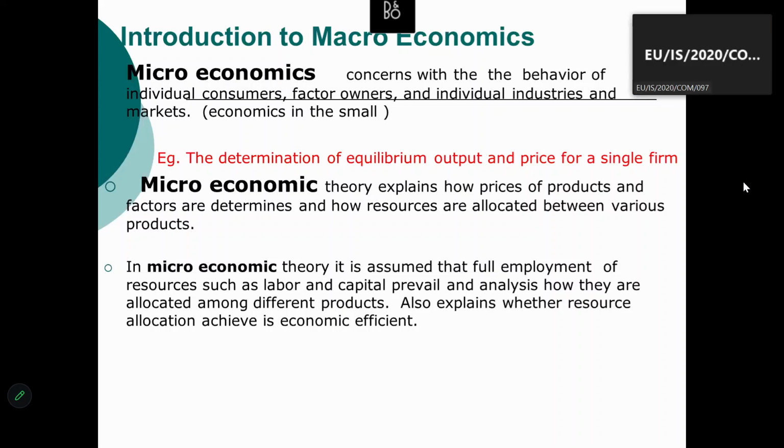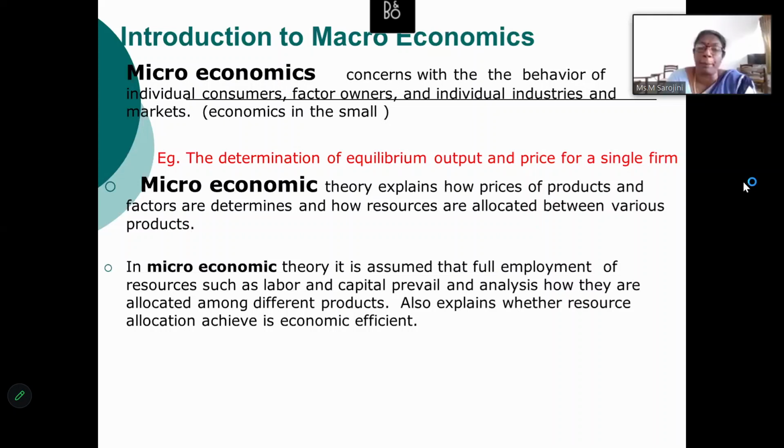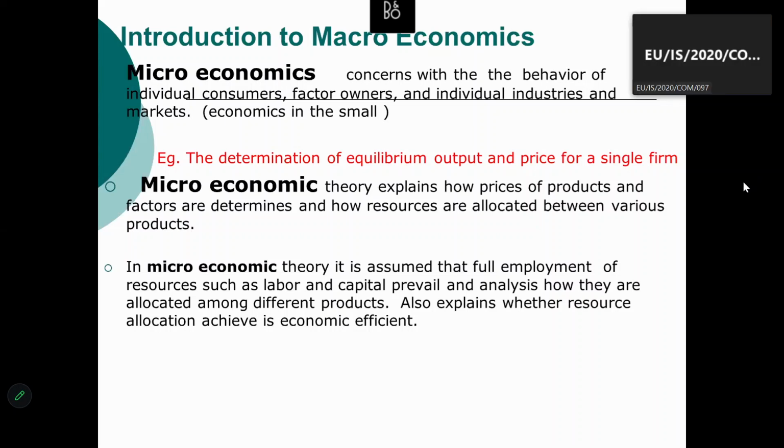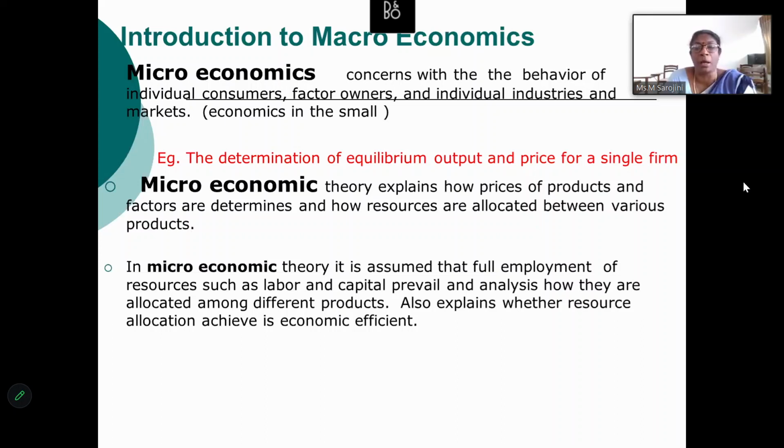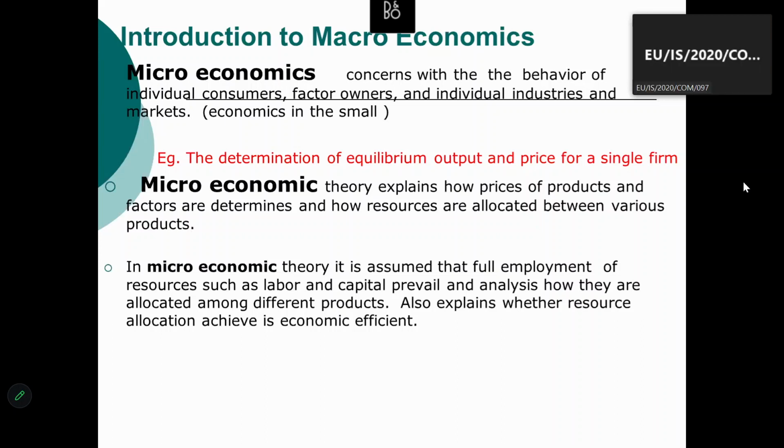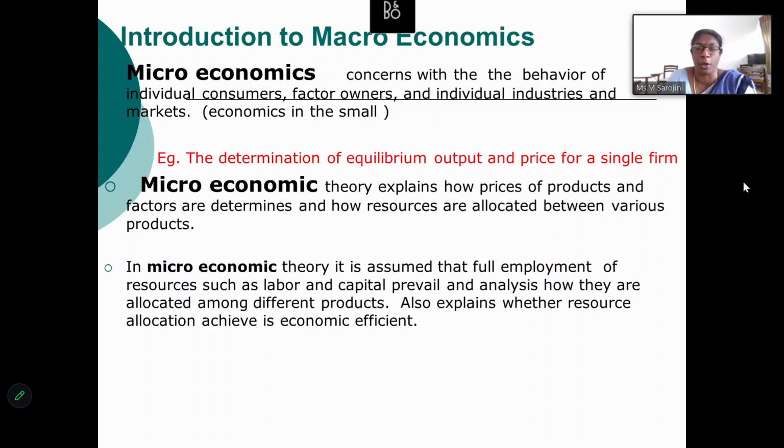That means, in an economy, capital, labor, as well as entrepreneurship are available. Those factors of production are fully utilized. There is no unemployment. Also, microeconomics analyzes how they are allocated among different products. It also explains whether resources are allocated achieving economic efficiency. Right? What is economic efficiency?